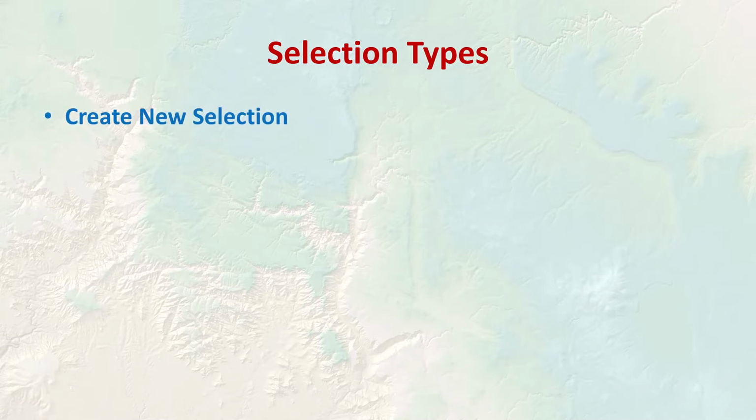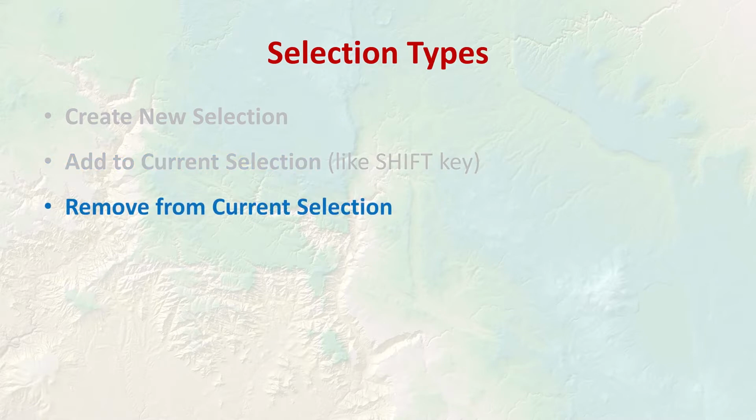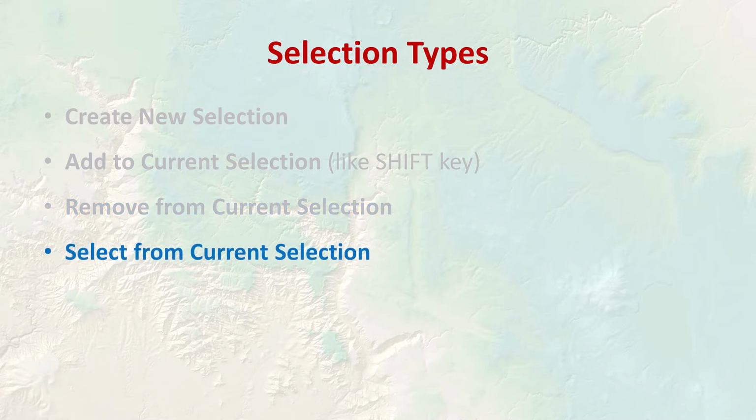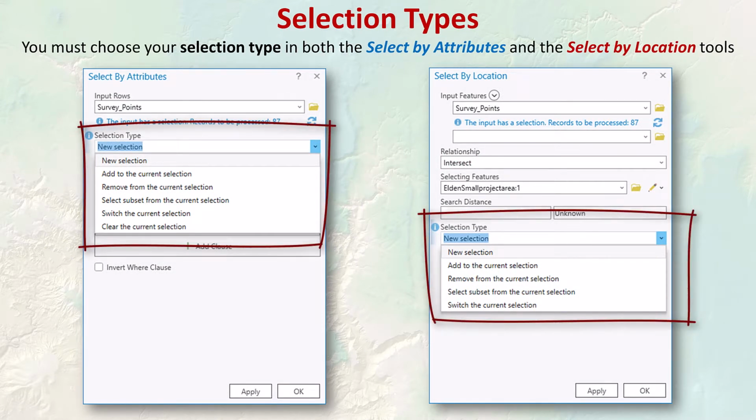First up is creating a brand new selection, and then we have adding to a current selection, which just means whatever was selected will stay selected, and maybe some more will be added. We can remove selected features from the current set. We can take that current set and only select a subset of it, or we could flip the selection. You'll get the hang of these in the lab exercises. These selection types are available in both the Select by Attributes and the Select by Location tools, so get used to them in both places.